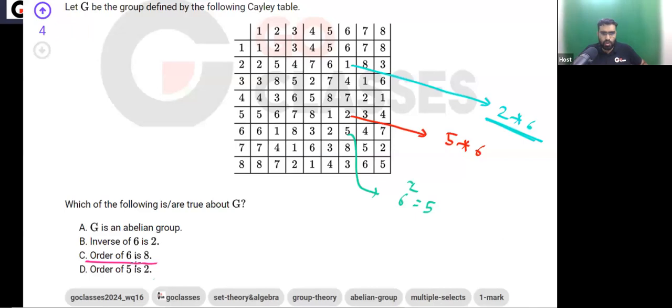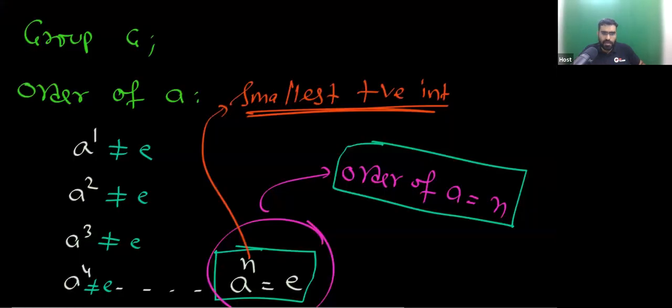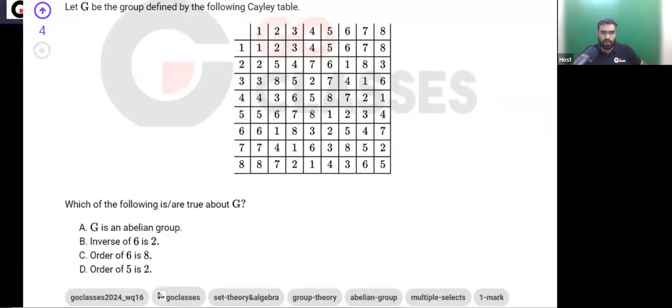Now let's move on. So saying the order of 6 is 8 is wrong. That statement is wrong. What about the order of 5? In the same question, what can you say about the order of 5?